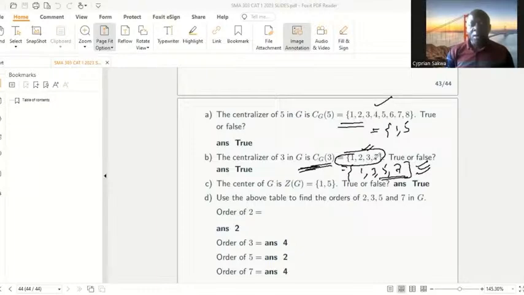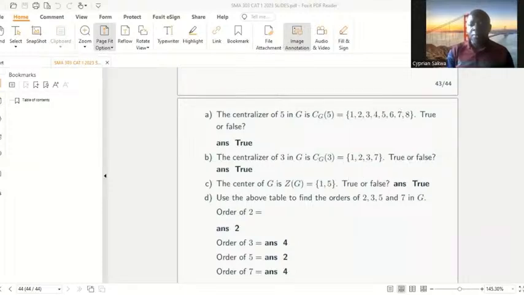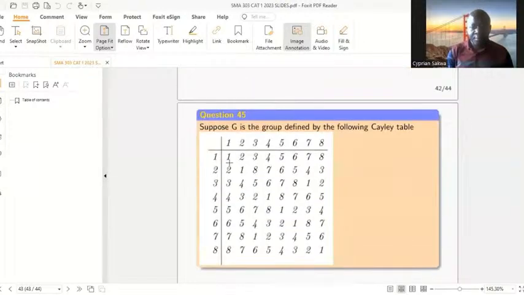Those are the ones. Now the only element we need to test whether it commutes with every element is 7, because it did commute with the 5. It has commuted with the 3, so we need to see whether it commutes with the other elements. If it commutes with the elements, then it will qualify to be in the center. Let's just check. We are testing to see whether 7 commutes with the elements.